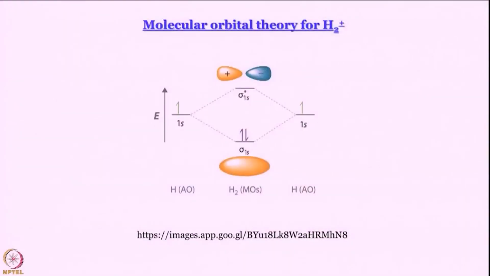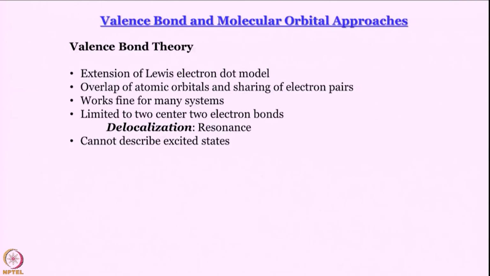Now we are going to talk about molecular orbital theory for a very simple system, the dihydrogen molecular cation, H2 plus. Why H2 plus? Because it has one electron.